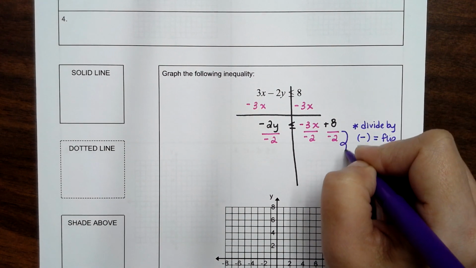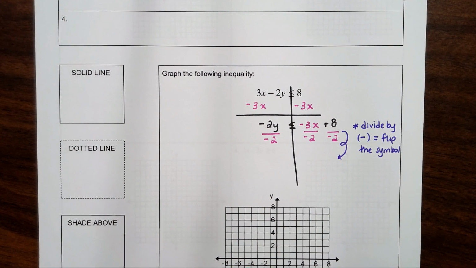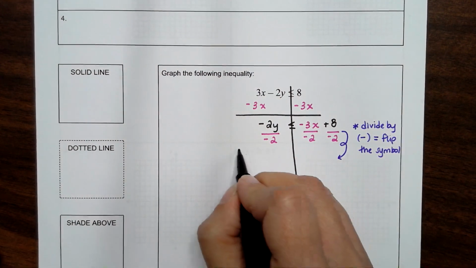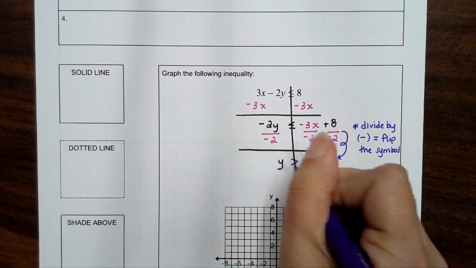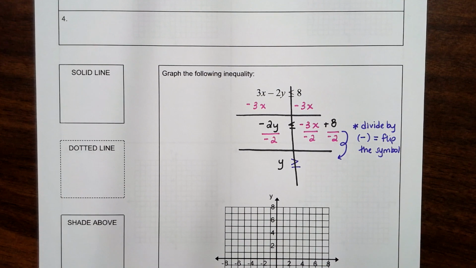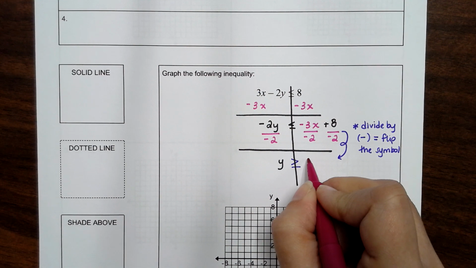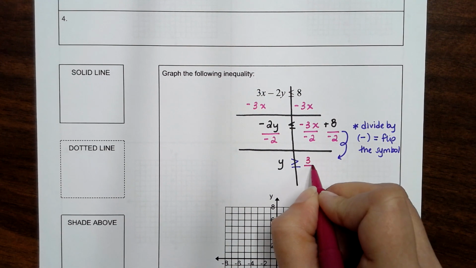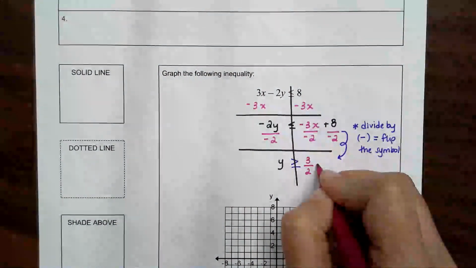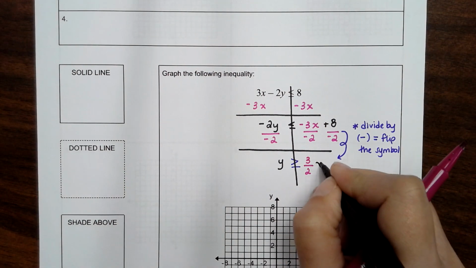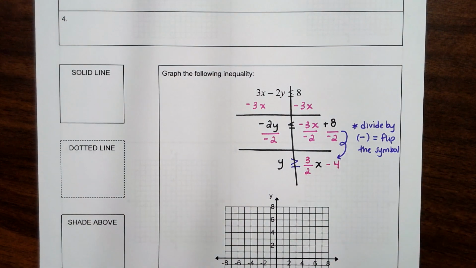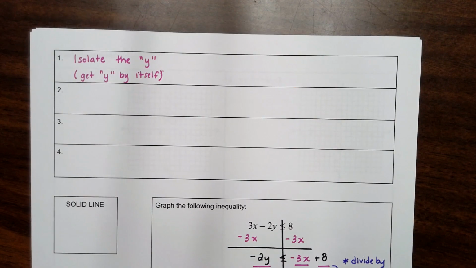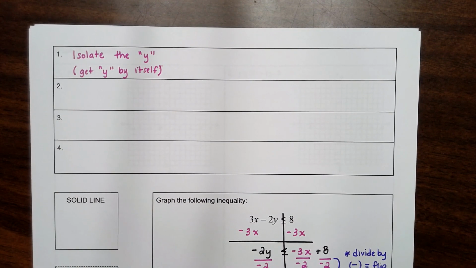So when I write down my next step, I'm going to flip the inequality symbol, which means my new inequality will be y is greater than or equal to, and then I'm going to simplify. Negative 3 divided by negative 2 does not divide nicely, so I would just simplify by making two negatives into a positive, 3 over 2x, and then 8 divided by negative 2 makes negative 4. So that is step 1. Isolate y, which means get the y by itself.